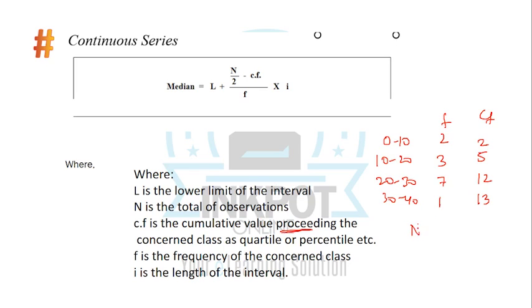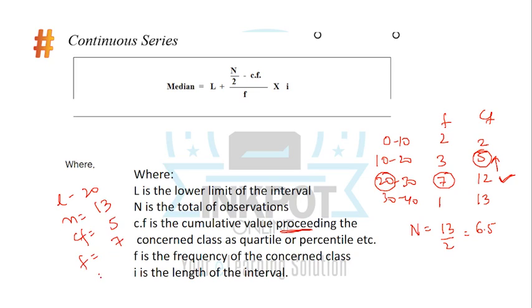Now your n will be equal to 13 upon 2, which is equal to 6.5. So we are going to take the higher side, that is 12. So my preceding class value will be 5. And the frequency of the corresponding class will be 7. The lowest value will be equal to 10, and my length of the interval will be equal to 10 here. Okay, so if I take it here, तो L हमारा यहाँ पे आएगा 20, N will be equal to 13, the number of observations, cumulative preceding class is 5, corresponding frequency is 7, and length of the interval is equal to 10 here.